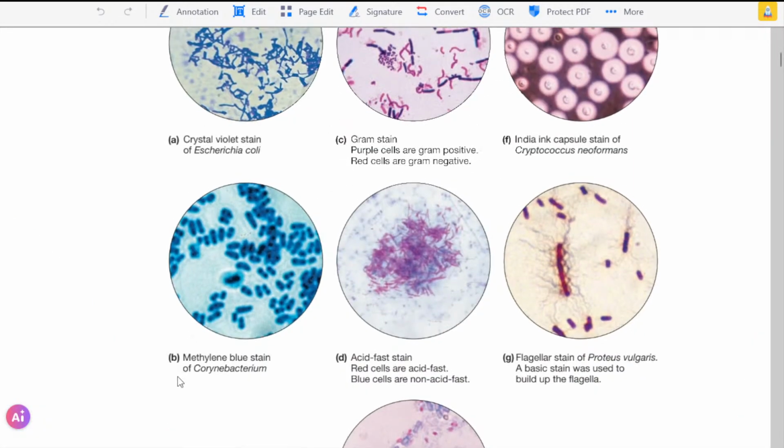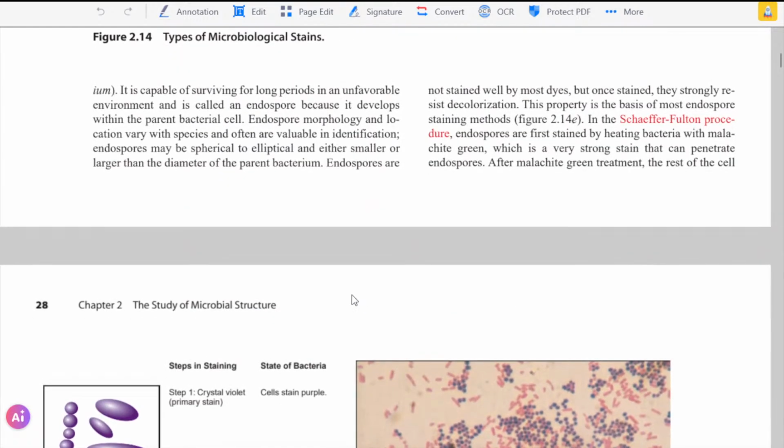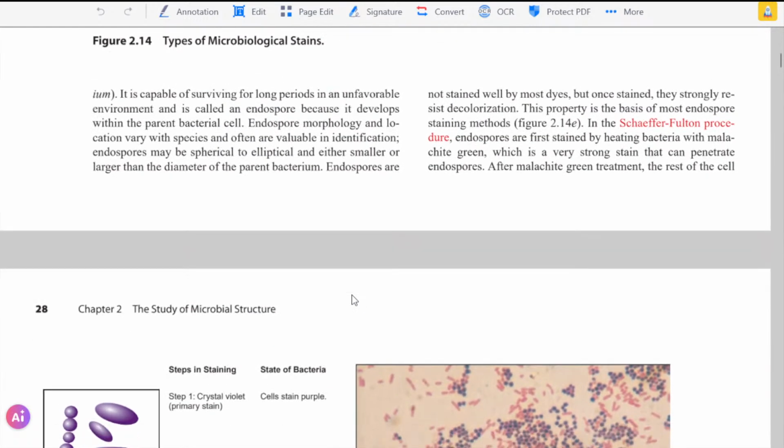And they talked about B as well, methylene blue stain of the Corynebacterium. Methylene blue is a simple stain, guys. They are talking about a simple staining in which we don't need to counterstain it, and I don't think it's specific to just gram staining. Corynebacterium, I don't know what to say, the scientific pronunciation. I hope they have a dictionary.